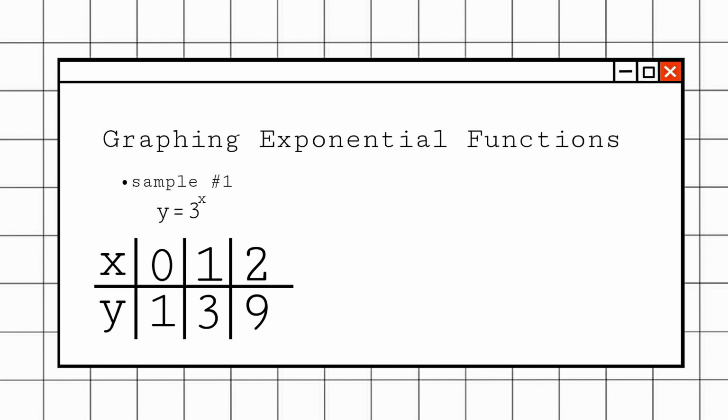When these values are put into a Cartesian plane, we are able to graph the exponential function y = 3^x. When it is graphed, it will look like this.